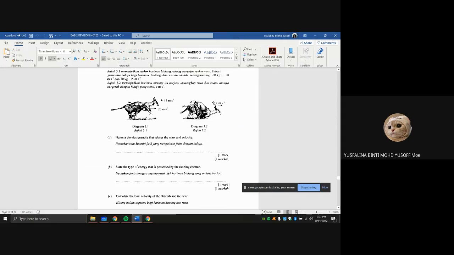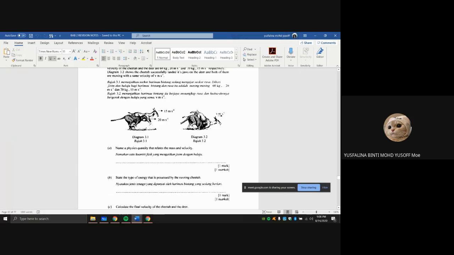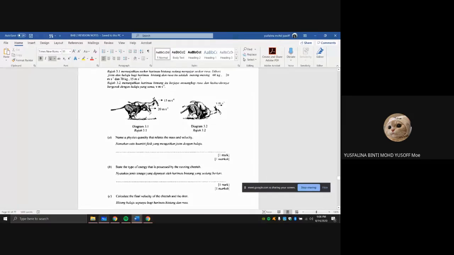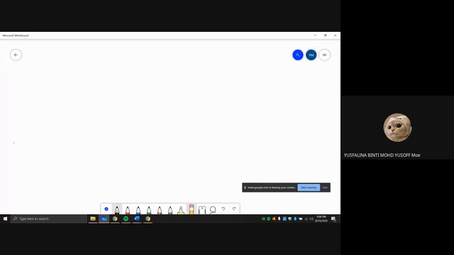So since after the cheetah, alright, okay, the cheetah bites the deer here. So this one they move together, right? So this one is inelastic collision. So the formula is m1 u1 plus m2 u2 equals m1 plus m2, okay, multiplied by v.